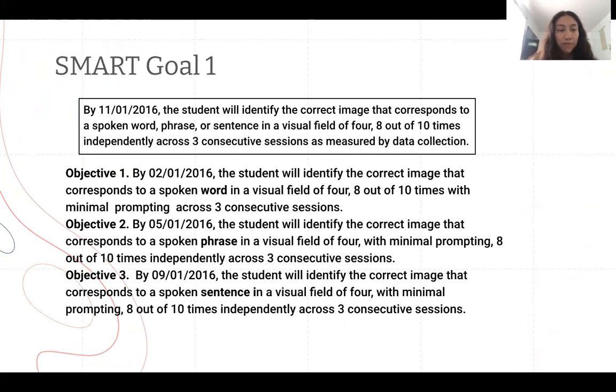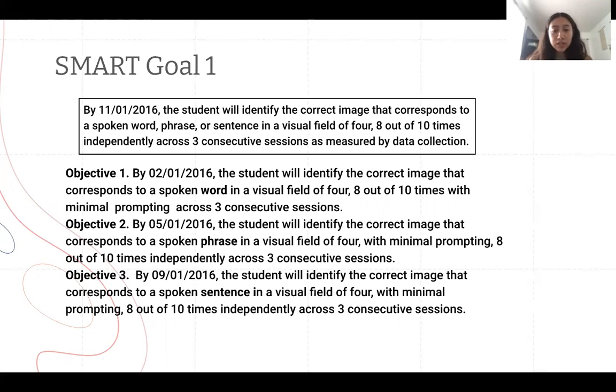Objective 1 states by February 1st, 2016, the student will identify the correct image that corresponds to a spoken word in a visual field of 4, 8 out of 10 times with minimal prompting across 3 consecutive sessions. Objective 2 and 3 are the same, except that objective 2, instead of the word level, works on the phrase level. And then objective 3, instead of the phrase level, works at the sentence level.